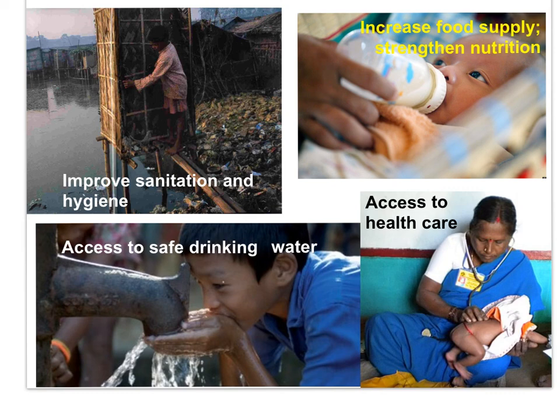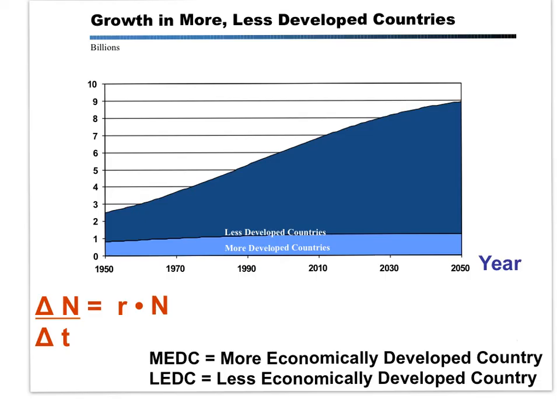Societies with high levels of infant mortality have higher birth rates. The images on the last slide were clearly from less economically developed countries. Less economically developed countries have contributed most to the growth in human population on Earth over the last 50 years.